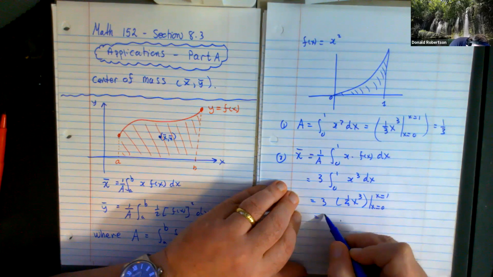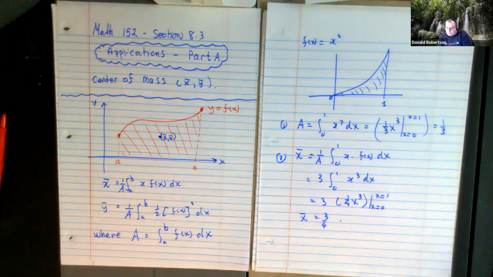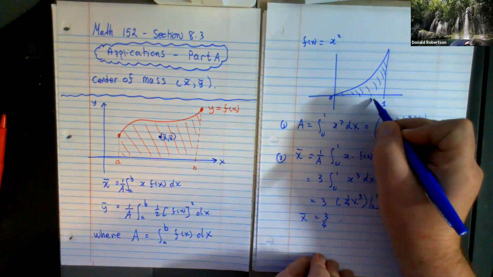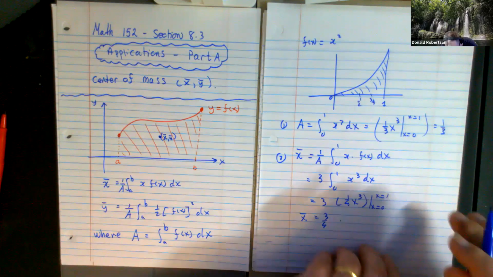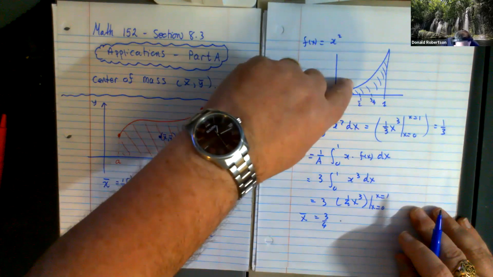So 3/4. Okay with that one? 3/4. Which would be about here. Well, it should be more to the right. Isn't there more area on this side than there is on that side? So again, it does make sense.